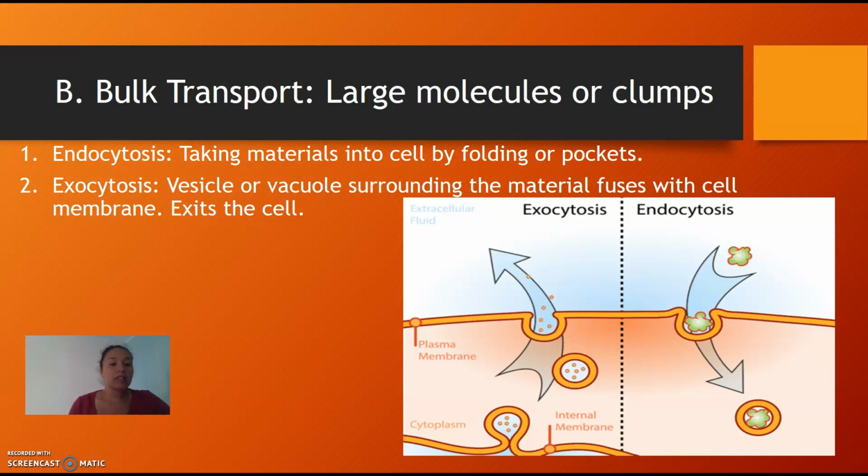Exo, I think exit. So the vesicle and vacuole would come in, right? The vesicle and vacuole come in, fuse, and then move right out of the cell. Okay? And that is all.